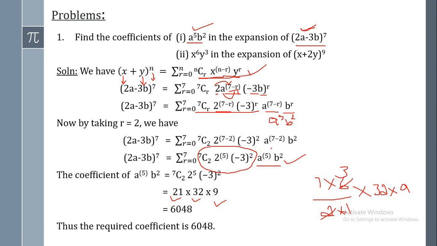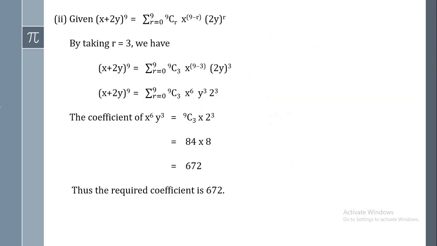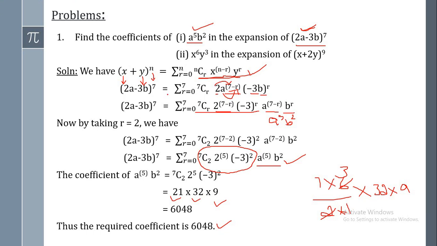So the required coefficient of a power 5 and b square in the expansion of (2a minus 3b) whole power 7 is 6048. By using the binomial theorem we got this answer. Moving on to the second sub problem, that is x power 6 and y power 3 in the expansion of (x plus 2y) whole power 9. In this expansion we need to find the coefficient of x power 6 and y power 3.